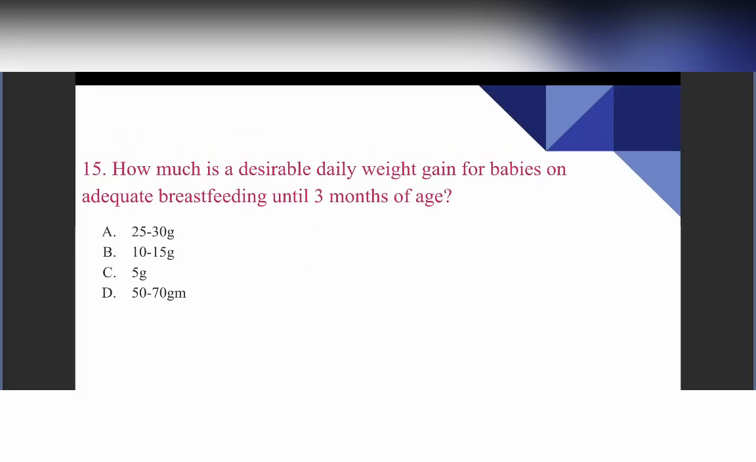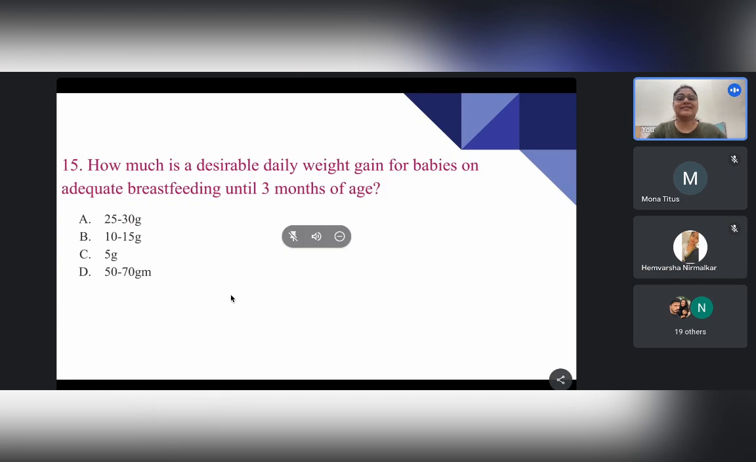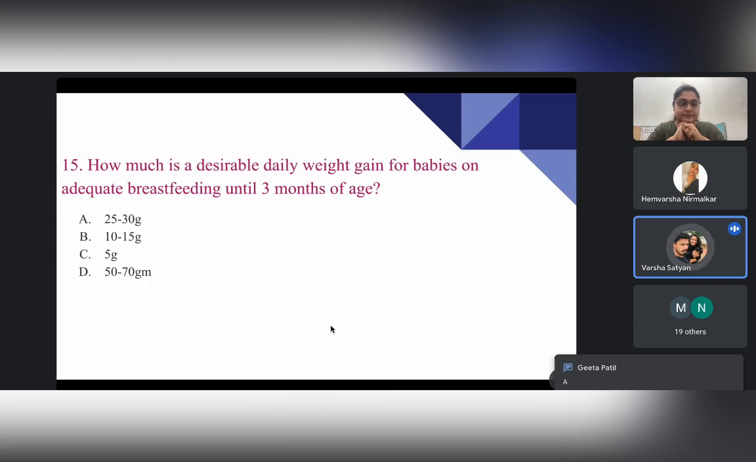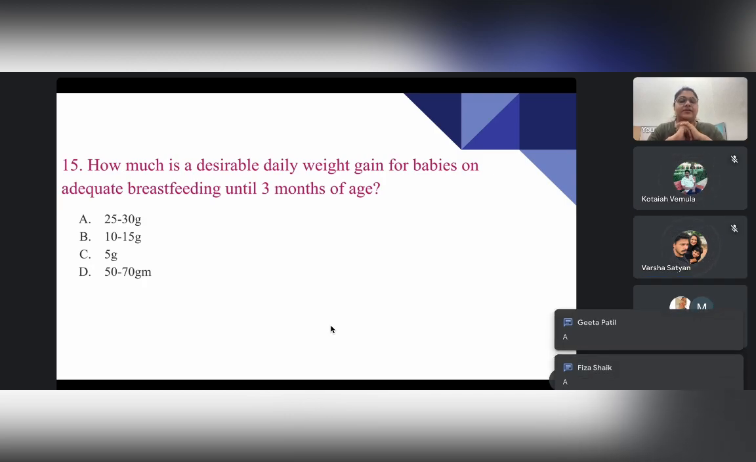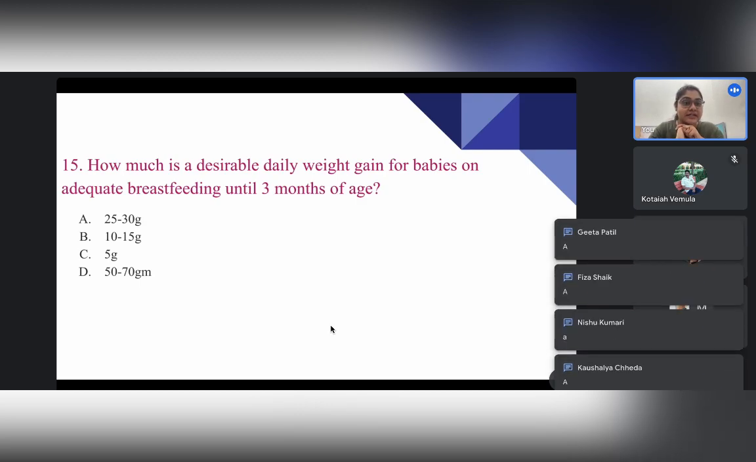So we'll move on to our next question. How much is a desirable daily weight gain for babies on adequate breastfeeding until 3 months of age? Anybody? Option A. Okay, right. So as all of you have said, it is option A, 25 to 30 grams.